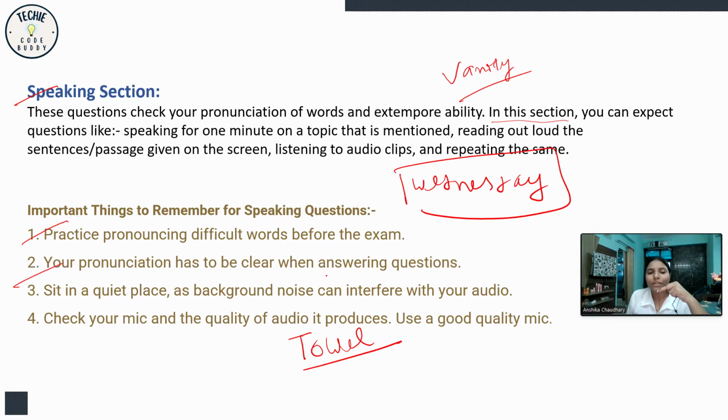The next is that your pronunciation has to be clear when answering questions. Maybe you are all okay with pronunciation, but when you are answering, maybe you are nervous or not comfortable, right? So maybe your tongue will slip. So please take note that these mistakes should be avoided. Okay, then check your mic, etc.